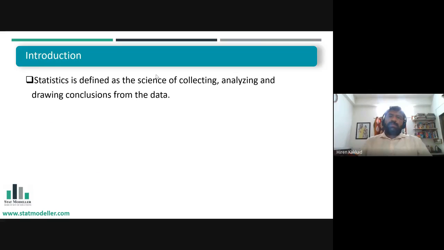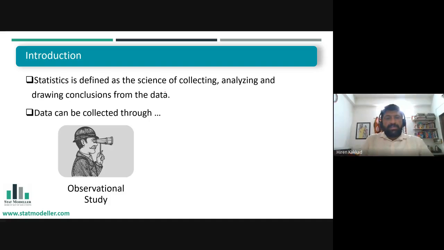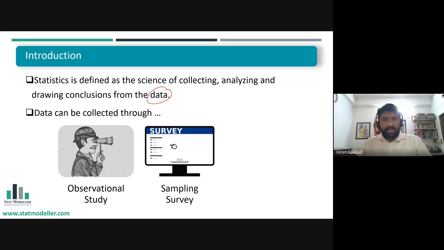Now, in statistics, we used to give a definition that it is a science of collecting, analyzing, and drawing conclusions from the data. Now, here the most important part is data. Now, how is this data collected? So there are several ways. So mainly there are three ways. The first way is to collect data from an observational study. So we are observing something, and then we are collecting data. And then there is a survey that we can conduct, and then we can get the data. So that is the second method.